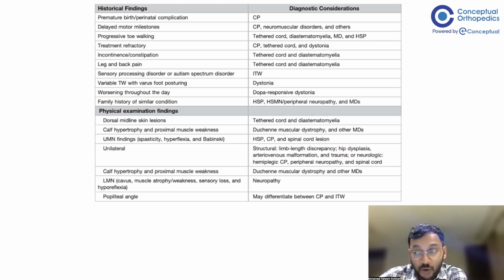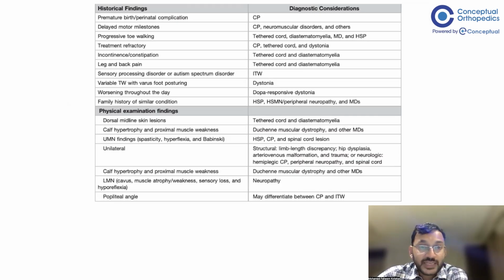There could be delayed motor milestones or worsening of the motor milestones. There could be loss of bowel and bladder control or incontinence, constipation, back pain, leg pain, especially during the growth spurts. And all of these are going to point towards a tethered cord, or if they are having a history of a myelomeningocele, which was closed earlier, again, that points towards a tethered cord, which is progressive. There may be a condition where the toe walking worsens throughout the day. So it is okay in the mornings and gets worse at the end of the day, and that would be a dopa responsive dystonia. And if there is a family history of a similar condition, it could be either a hereditary sensory motor neuropathy or it could be a muscular dystrophy such as Duchenne's muscular dystrophy.